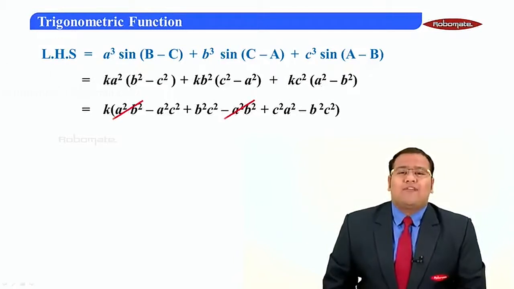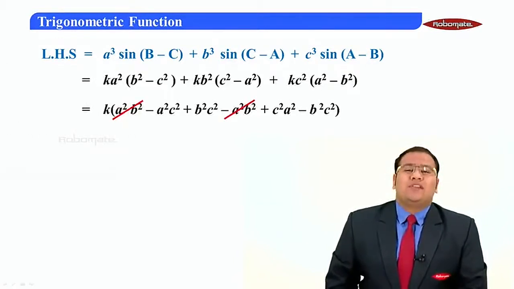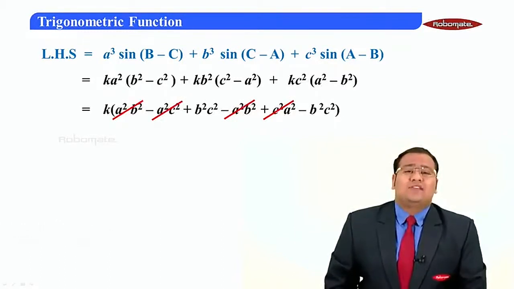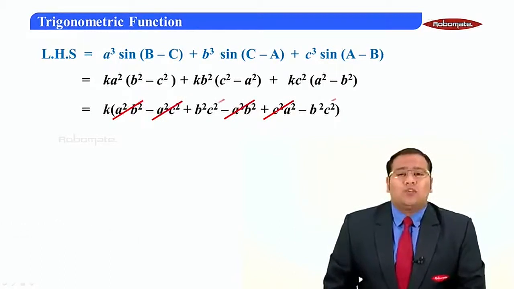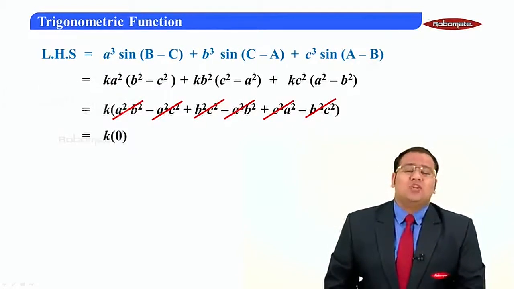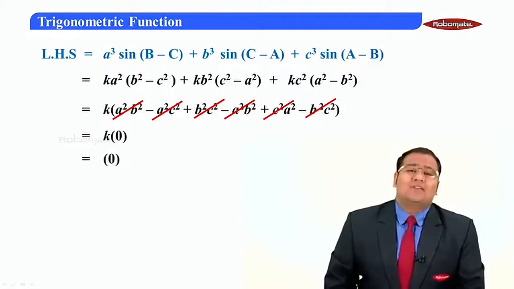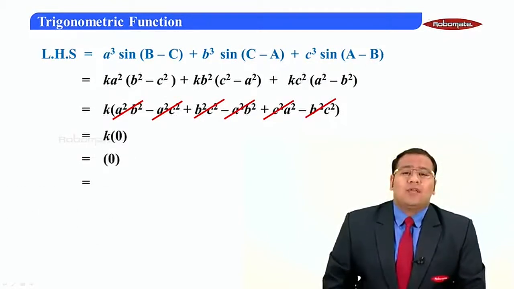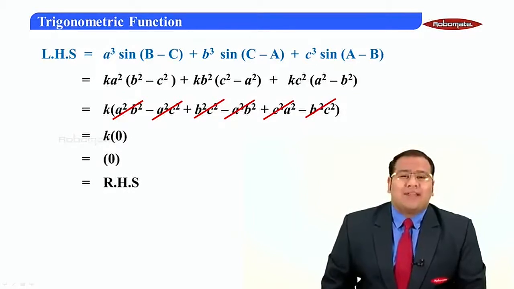Now if you observe carefully, a square b square gets cancelled, followed by that a square c square gets cancelled, and last but not the least b square c square also gets cancelled. So what remains is k into 0, and hence the answer is 0, which is your requirement for the answer, which is my right hand side.